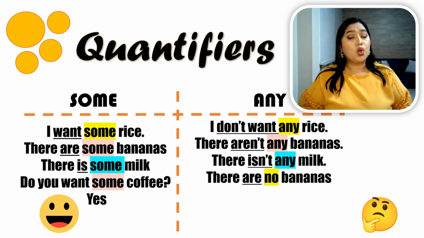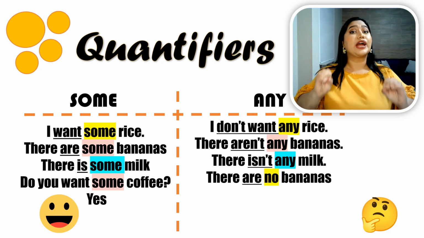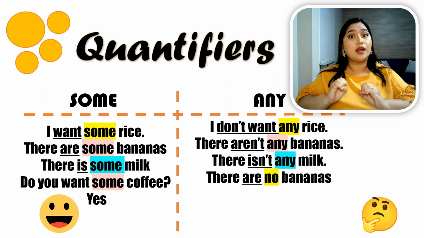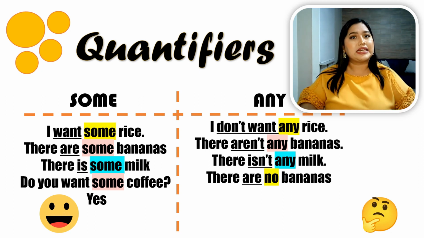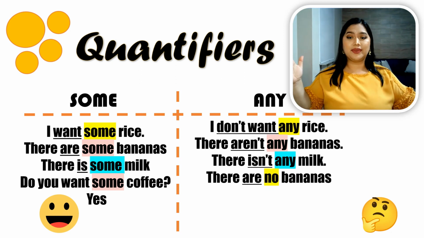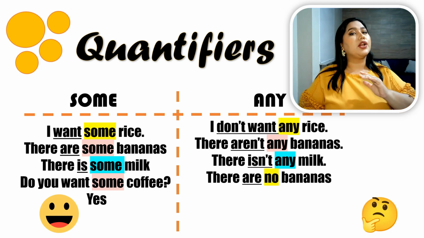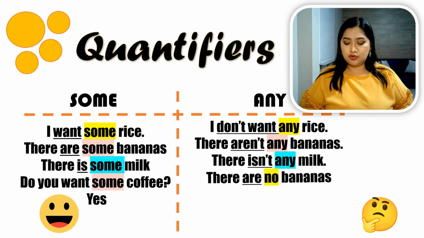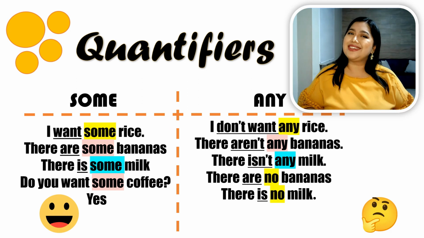Alright, but there is another way to say no in English. For example, we have there are no bananas. So when you say no, this is the negative form. No bananas means 0 bananas. It's the same if you say there aren't any bananas or there are no bananas. Another option could be, in this case, there is no milk.